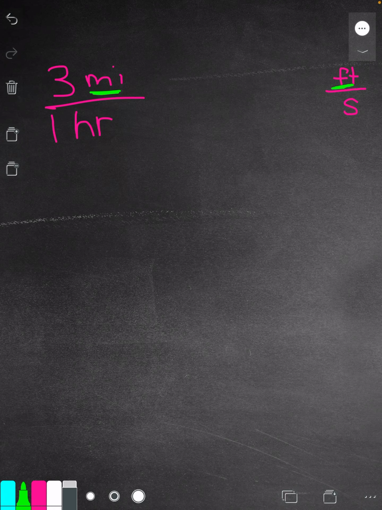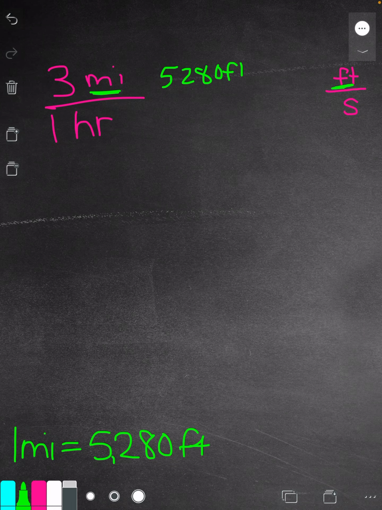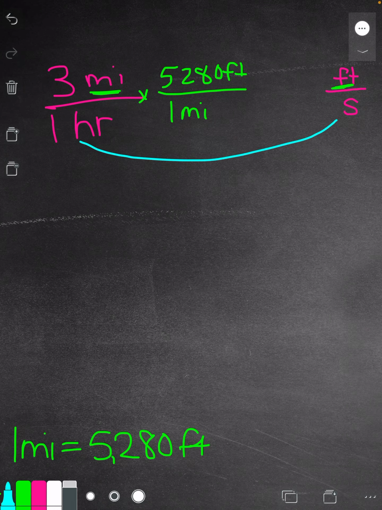Miles to feet. Okay, I know that according to what we wrote before, 1 mile equals 5,280 feet. All right. So I'm going to set it up with feet on the top because that's where feet is in my final answer, and also because I need miles on the bottom so that I can cancel. So 1 mile is the same as 5,280 feet. Here's my multiply. All right. And the next part, I'm going to go ahead and set up the problem to change hours to seconds in the same step.